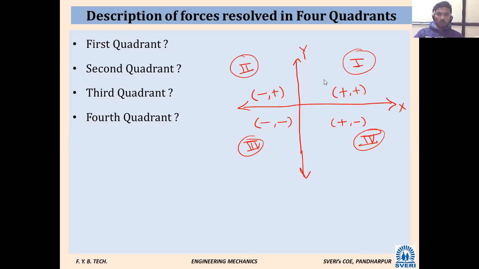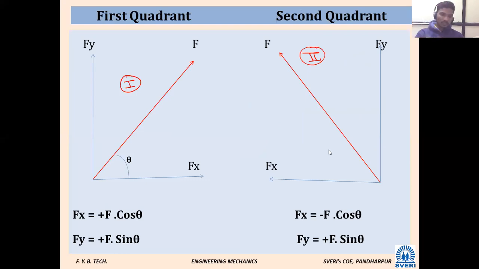If a particular force comes in the first quadrant, the X component will be positive and Y will be positive. In that way, if a particular force comes in the fourth quadrant, the X component will be positive and Y will be negative. In that way, you should tell the answer. After that, whatever I have told is just shown on the figure.